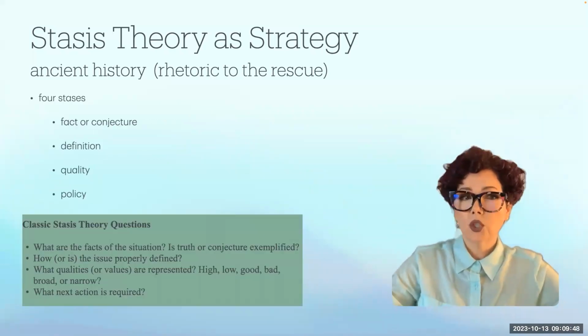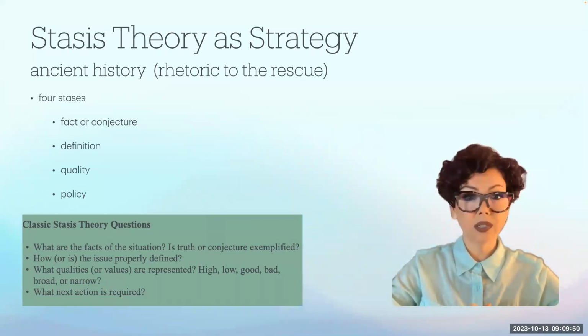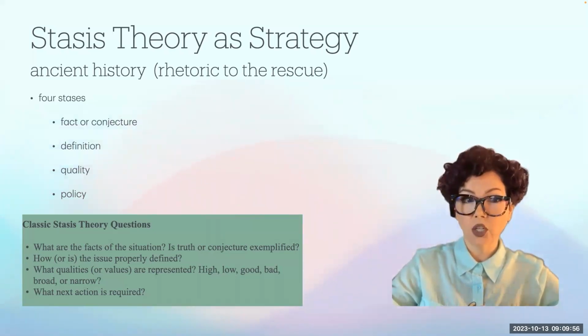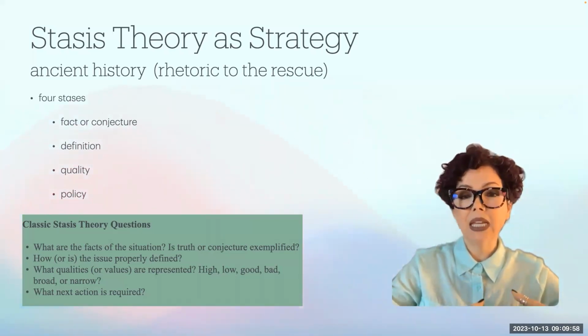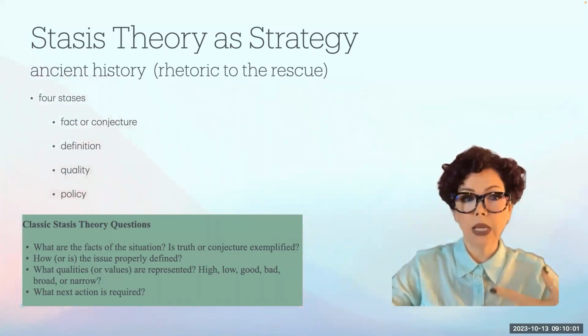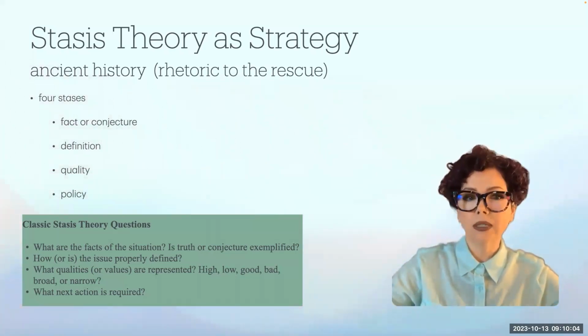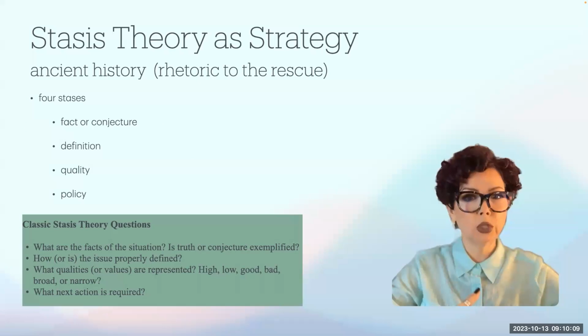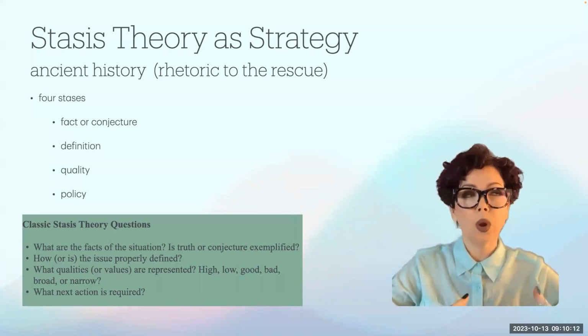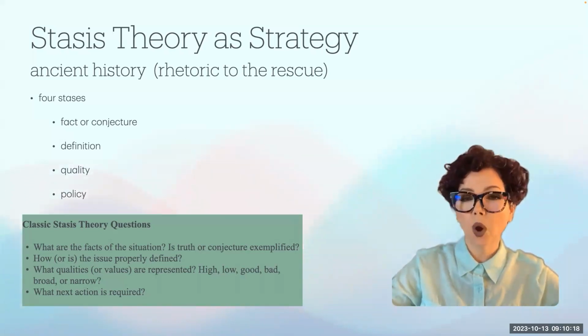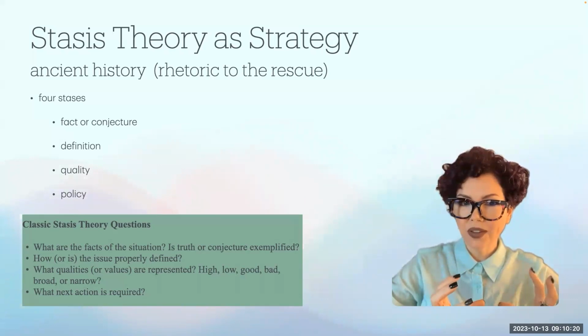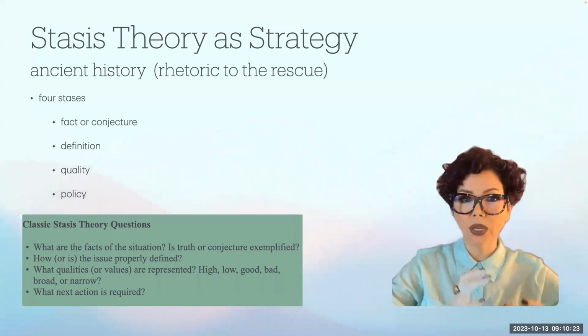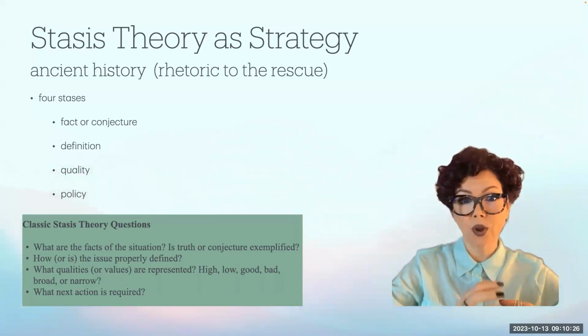Now, stasis theory as a strategy operates on what it calls four stases, which really just breaks down into fact versus conjecture, definition, quality, and policy. And it's typically demonstrated in four questions, meaning what are the facts of the situation? So is what's being told to me truth, or is it conjecture? Is someone making assumptions? You look for those assumptions built within what's positioned as truth, and you interrogate it that way. Another way is through, how is the issue properly defined? Are all the contours of the definition present? Is there anything being left out? Is certain information being privileged over other information?